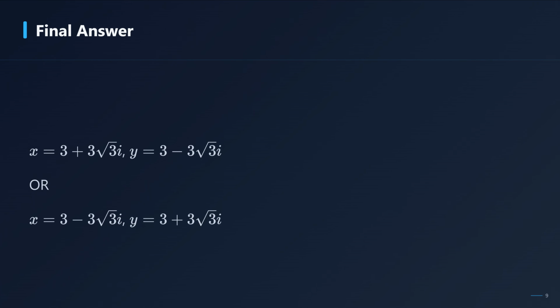Either way, we get two solutions. X can be 3 plus 3 root 3i, and then y is 3 minus 3 root 3i. Or we can swap them. Both pairs satisfy the original system.